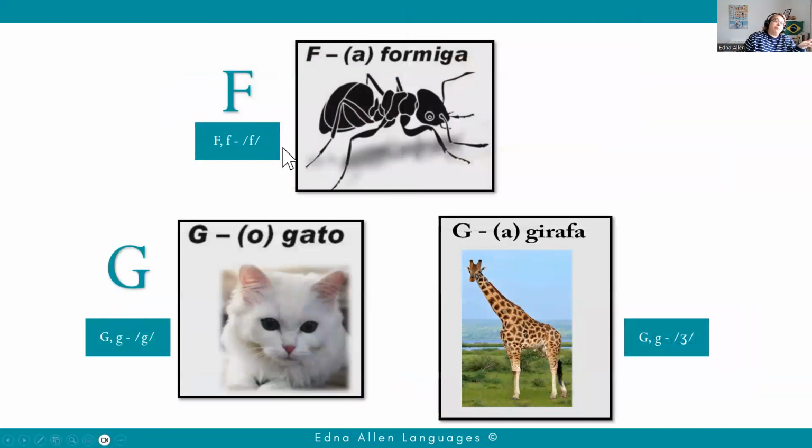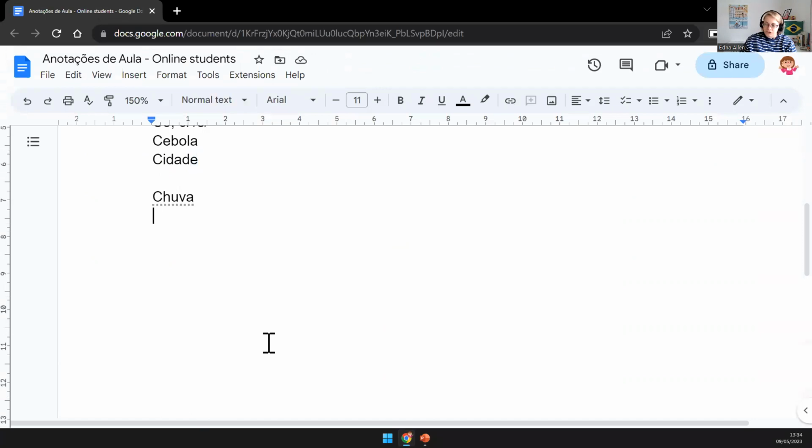F. Nothing special about the sound. It's a simple one. Então, a formiga. A formiga. G. O gato. O gato. So if we have the letter G with A, O, and U, we do the hard g, né? Como em gato, ou gostar, or even in the name Gustavo, né?